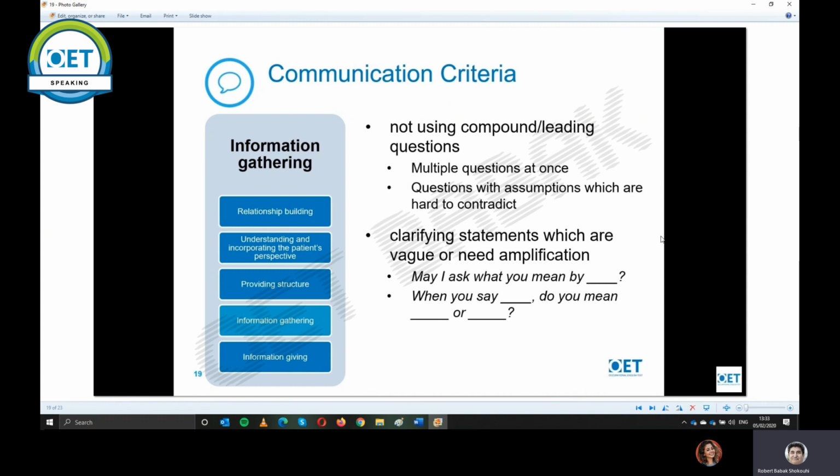May I ask you what you mean by this? Or when you say severe, do you mean something like 4 or 8? And they say, no, I mean something like 4. Yes. Okay.